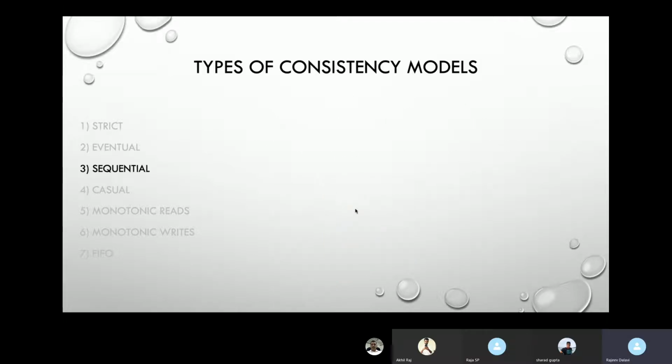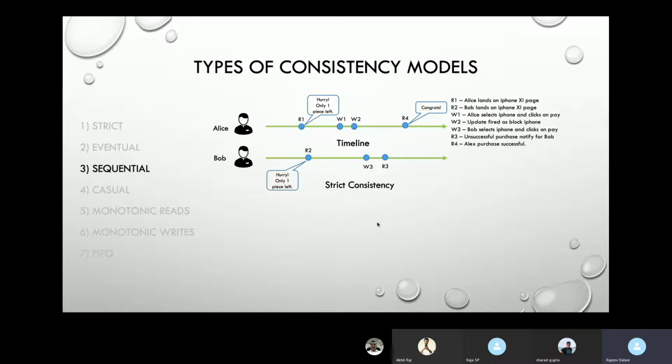So let's take an example to understand this better. In order to talk about one example, let's take a comparison between how this holds good with respect to a strict consistency model. Say, for example, this is the strict consistency model. Again, we have Alice and Bob here. Both of them are exploring the iPhone 11 page. They are trying to access the page and purchase the iPhone 11, of which there is only one piece left, right?